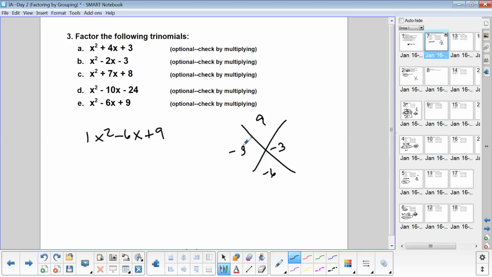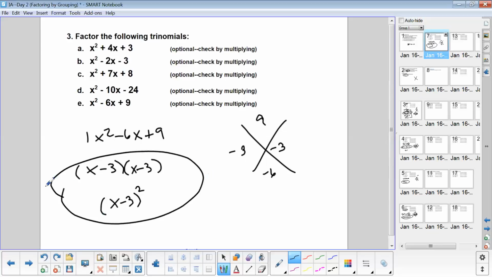Well, what's negative 3 times negative 3? Well, that's 9. So you get x minus 3 times x minus 3. That's correct, but so is this. So both of them have the same form. This would be an example of a perfect square trinomial.